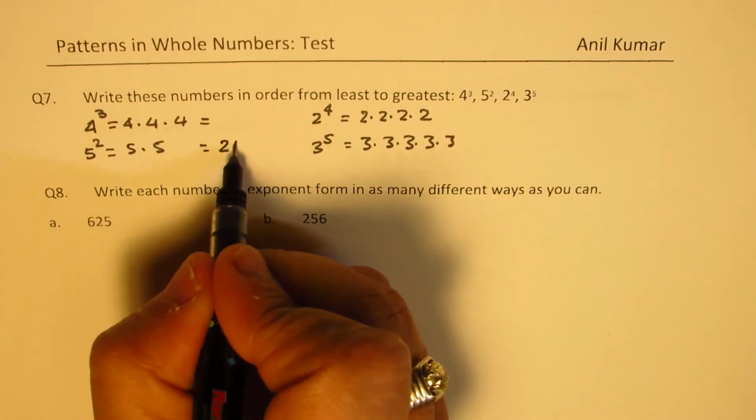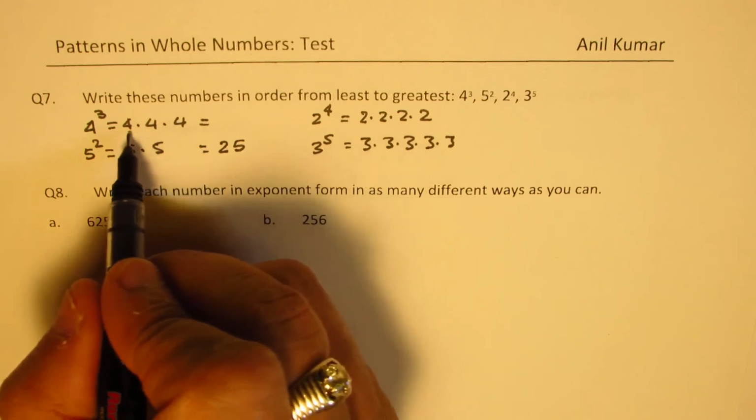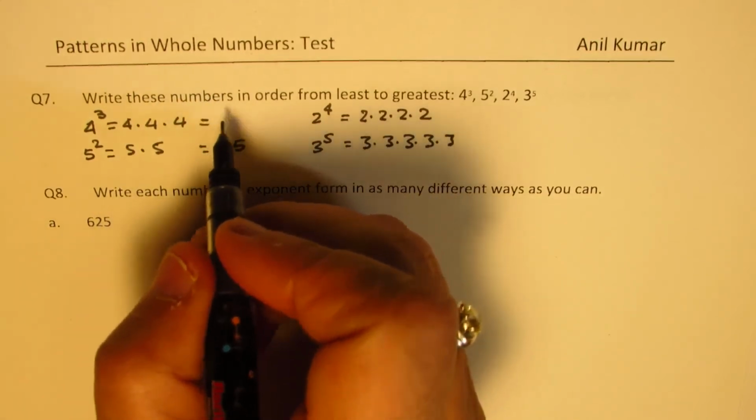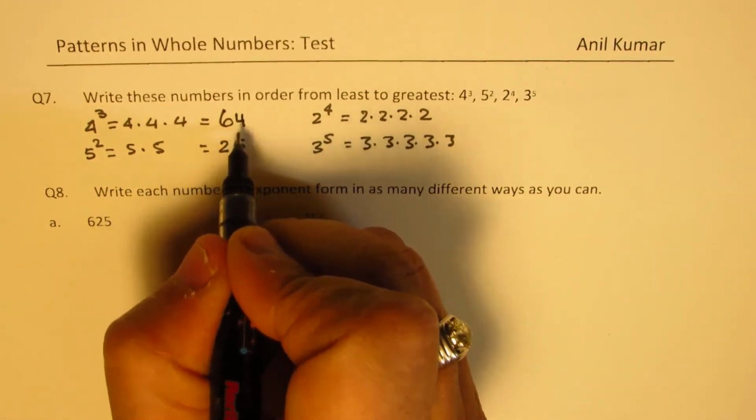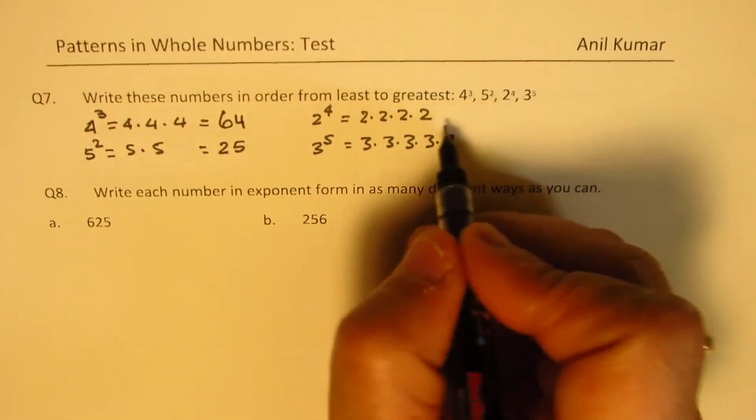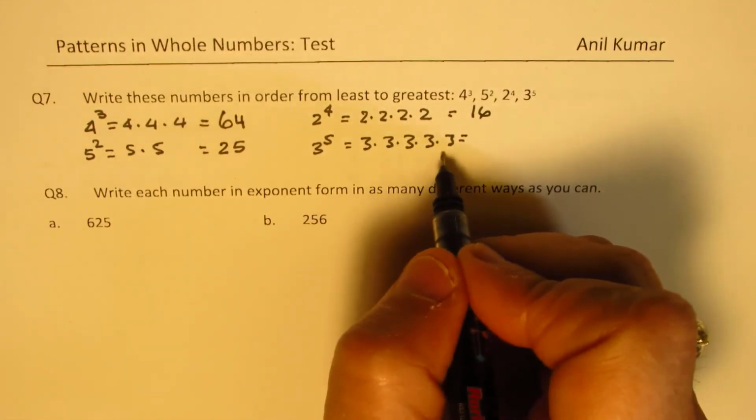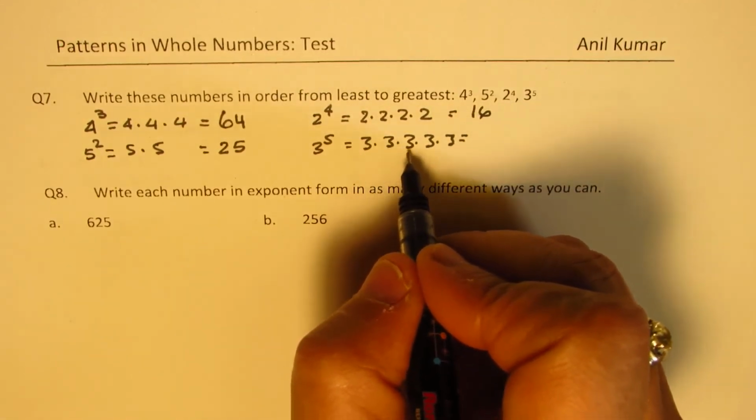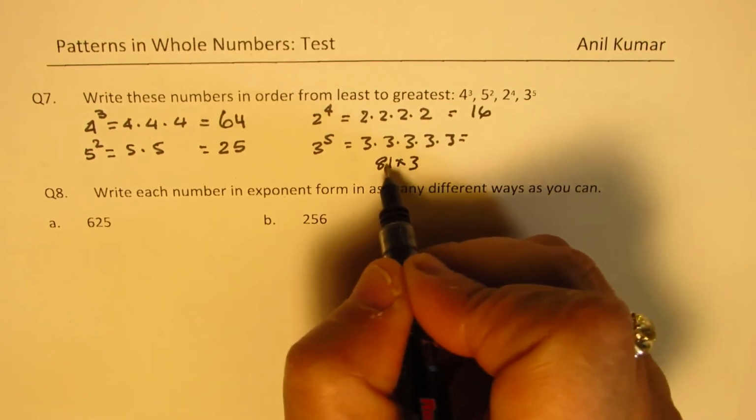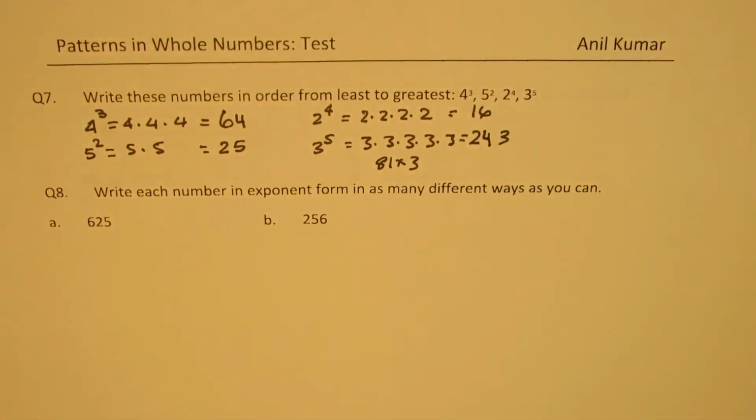So 5 square is 25. 4 square is 16, and 16 times 4 gives you the answer for 4 cube. So 16 times 4 is 64. Now 2 to the power of 4 is 4, 8, 16. And 3 to the power of 5 is 3, 9, 27, 81, times 3. So we can say 81 times 3: 3 times 1 is 3, 3 times 8 is 24. So you get your numbers.